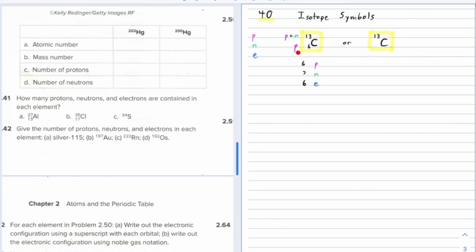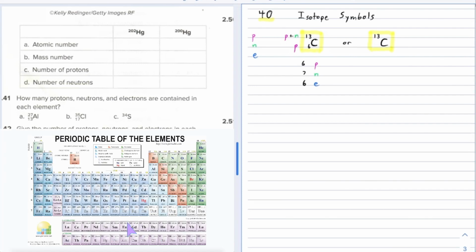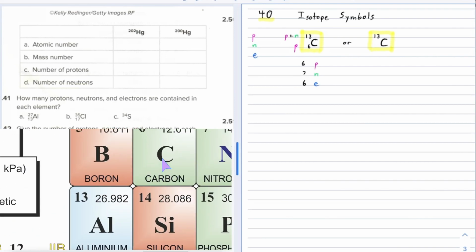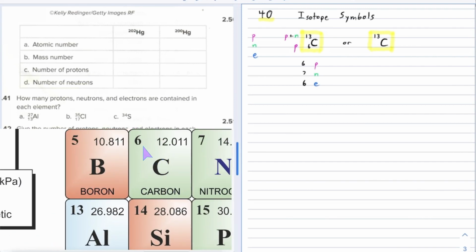Now, if we want to identify how many protons, neutrons, and electrons are in this isotope or that one, first of all, we know that carbon has 6 protons. You can find that on the periodic table right here. Go look up carbon right there. It's element number 6, and that means 6 protons. So no matter what, there are 6 protons.